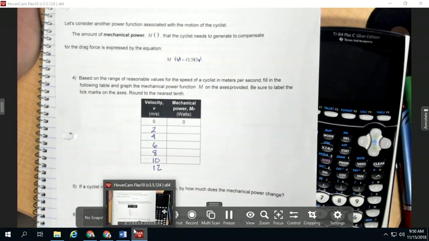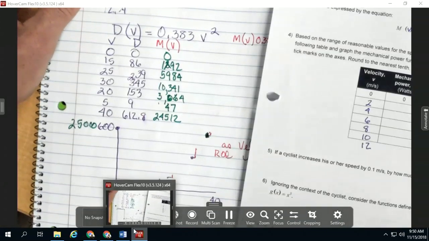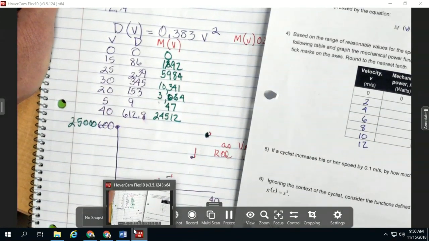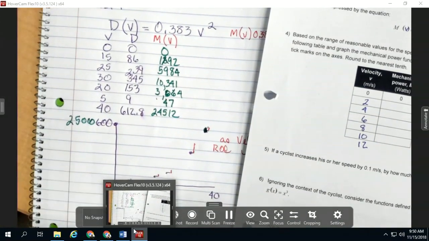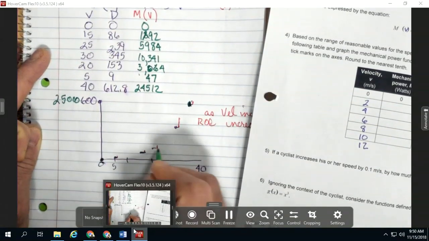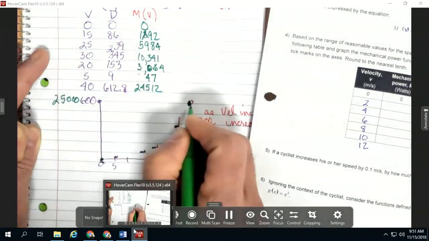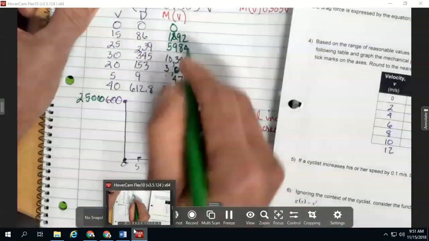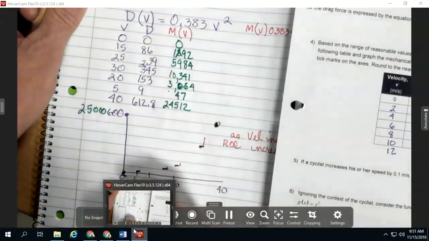Number 5. Now, if a cyclist increases his or her speed by 0.1, how much does the mechanical power change? So now we're going to go 0.1 this way, 0.1 this way, 0.1 this way, 0.1 this way. Oh, we didn't ever put these points in. We better do that first.